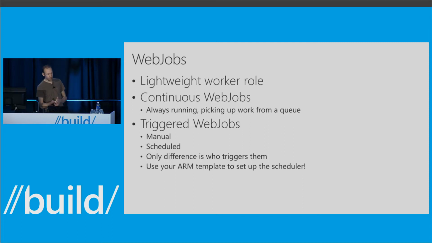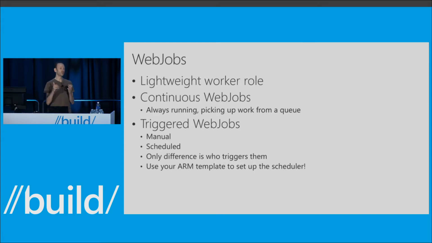And within triggered job, there are two subcategories. One of them is the manual job, which means in order to start it, you really have to go to the portal and say, run now. Or there is a scheduled job, to say, well, every night at 10 p.m., I want to run some database cleanup script, something or other. What's important to point out is that from the point of view of your web job, there is no difference between manual and scheduled.